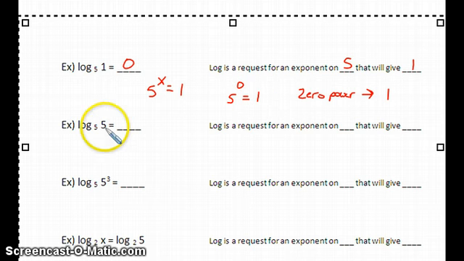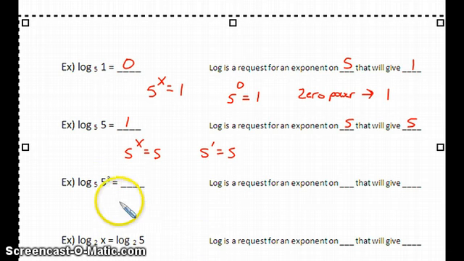This one says log base 5 of 5 equals what? So 5 raised to some power has to give me 5. That would mean this has to be a 1, because 5 to the first power is going to give me 5.